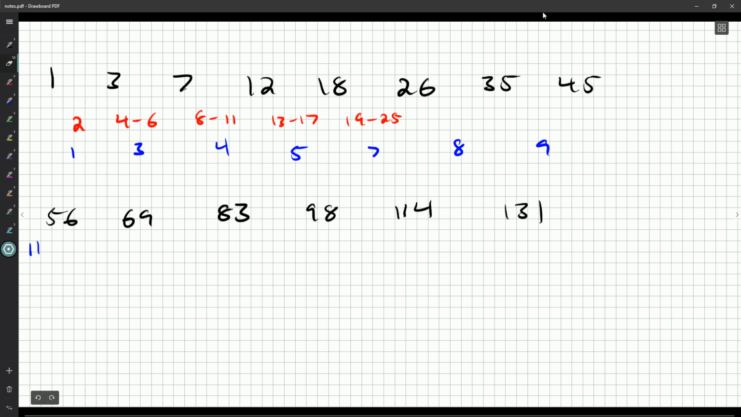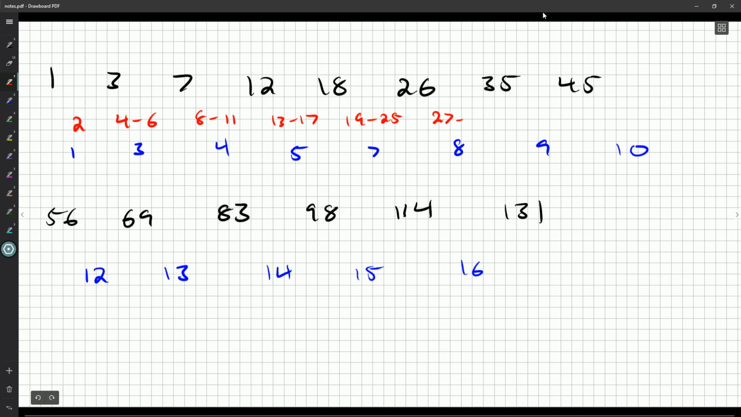11 in between 45 and 56. And then there should be not 13, but... Oh, sorry, no, there should be 10 between those two. And then 12. 13 numbers in that range, 14 numbers in this range, 15 numbers in this range, and 16 numbers in this range. And what numbers are they?